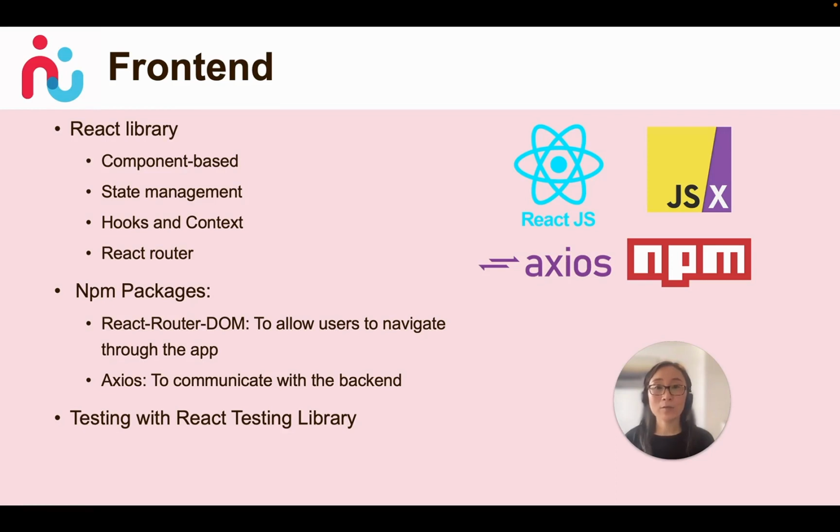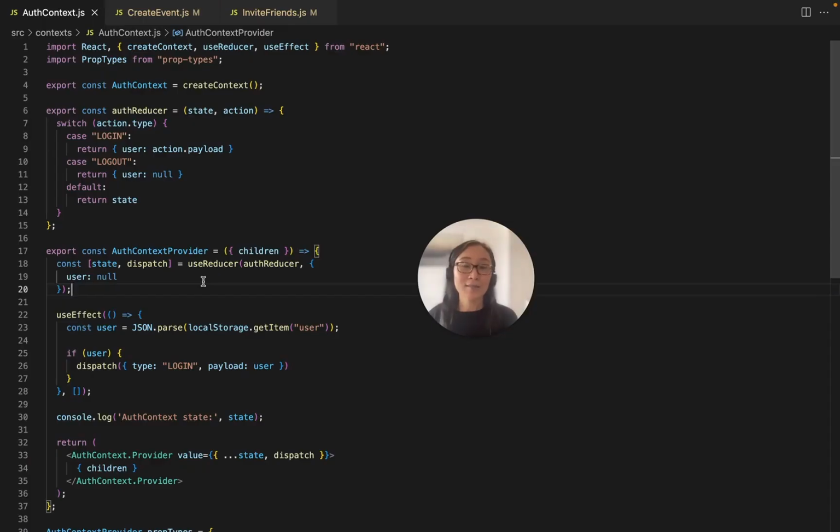For example, when a user logs in, the global user state is stored so that every component of the app can access that state. In our context, we use the useReducer hook, which is similar to the useState hook, but it takes a reducer function and initial state as two arguments, and returns the current state of the component and a dispatch function that can update the state when it's required.